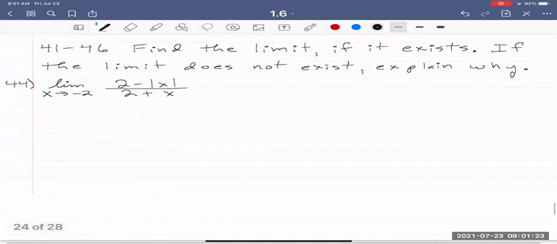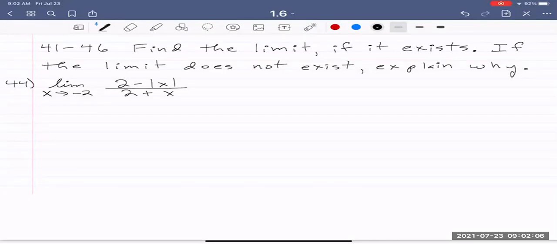Let's do problem number 44. Problems 41 through 46. Find the limit if it exists. If the limit does not exist, explain why. Problem 44, limit as x approaches negative 2 of 2 minus the absolute value of x divided by 2 plus x. Well, before I can do this, I'm first going to have to simplify this expression because it involves absolute value of x.